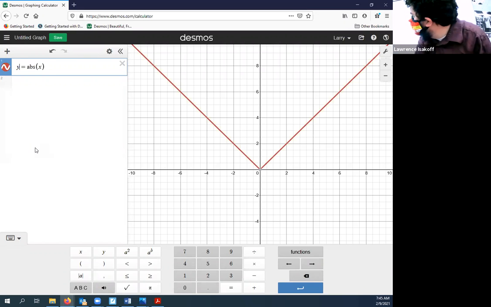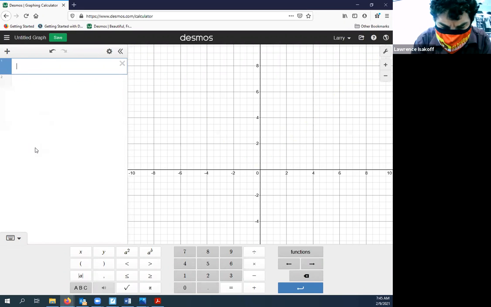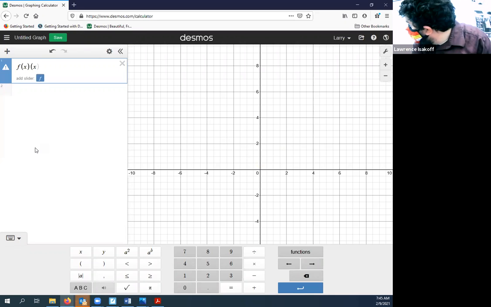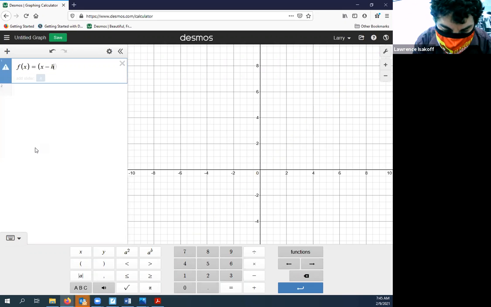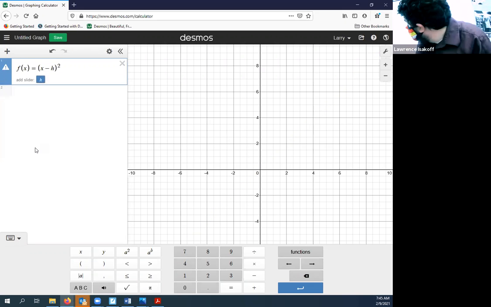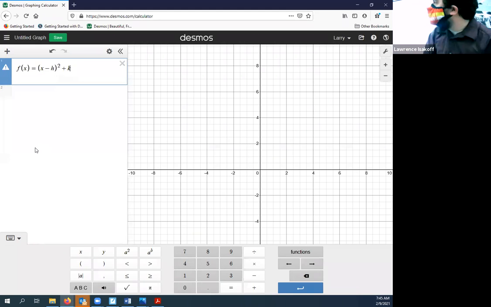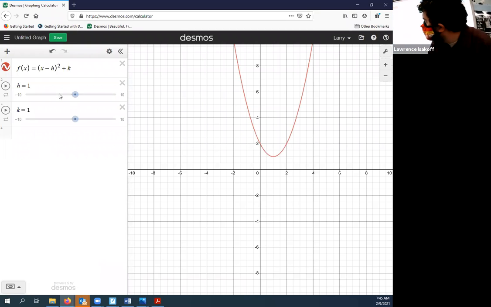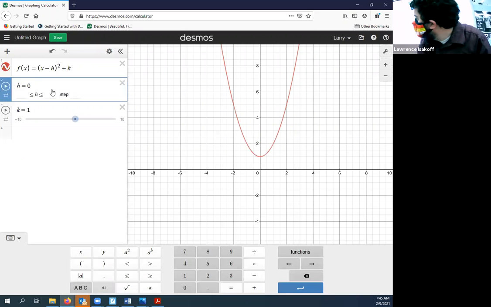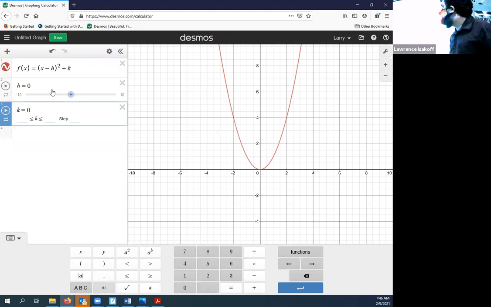So instead of saying this, let's look at the basic function. F of X is equal to, in parentheses, X minus H, squared, plus K. So if I add these sliders here, we get this as our basic function. Let me set these values equal to 0 to start. So it's defaulting to where the parent function starts.